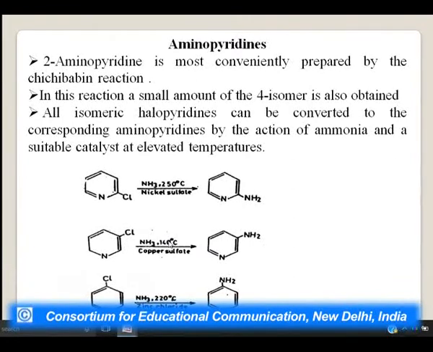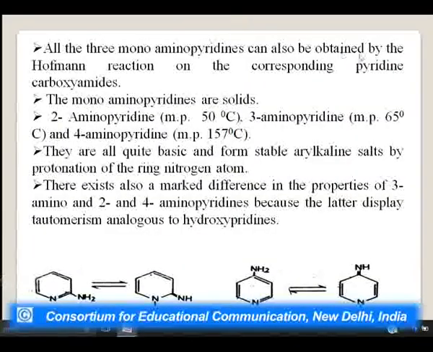And here again, but the temperature is 140 degrees Celsius, and here the temperature is 220 degrees Celsius. Nickel sulfate is replaced by copper sulfate, and here it is replaced by zinc chloride at position number 4. So, different products are found when we are taking different reagents and different temperatures with ammonia. All the 3 monoaminopyridines can also be obtained by the Hofmann reaction on the corresponding pyridine carboxamides. The monoaminopyridines are solid. 2-aminopyridine has melting point 50 degrees Celsius, while 3-aminopyridine has melting point 65 degrees Celsius, and 4-aminopyridine has melting point 157 degrees Celsius.